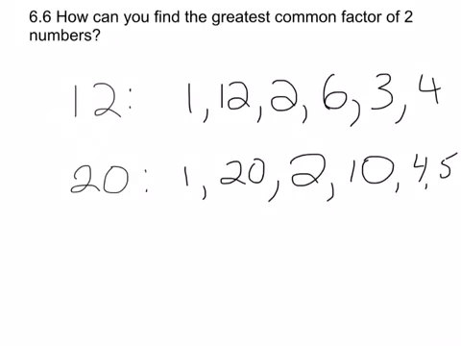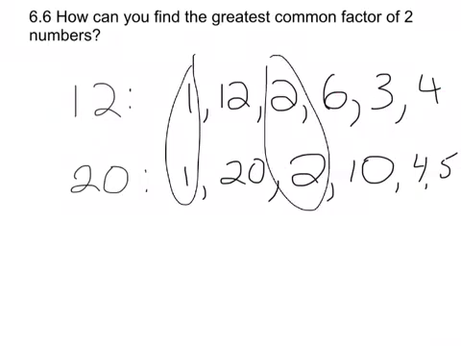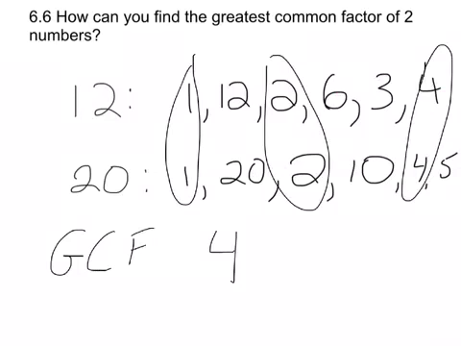look at the factors of 12, and I'm going to look at the factors of 20, and I'm going to circle the ones that they have in common. They have 1 in common, they have 2 in common, and they have 4 in common. And then the greatest common factor is the biggest one that they have in common. In this case, it would be the number 4. Okay? And sometimes GCF is used to shorten greatest common factor. So the GCF for 12 and 20 is 4.